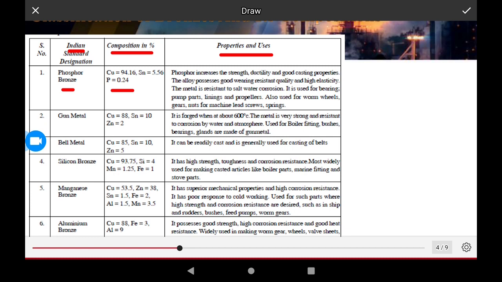Phosphorus increases the strength, ductility, and good casting of the alloy. It has good wear resistance and high elasticity. The material is resistant to salt water corrosion. It is used for bearings, pump parts and linings, and propellers. It is also used for worm and wheels, gears, nuts, machine lead screws, and springs.